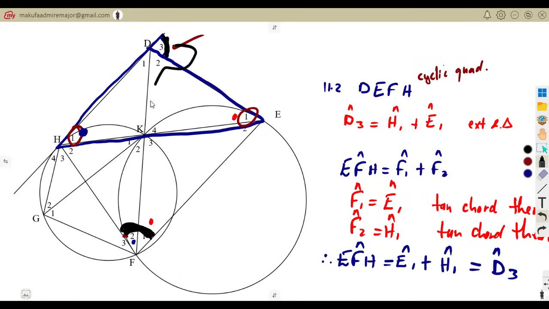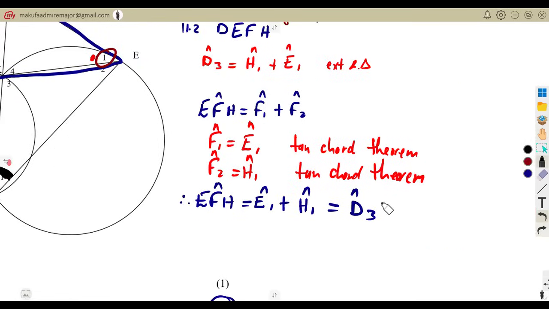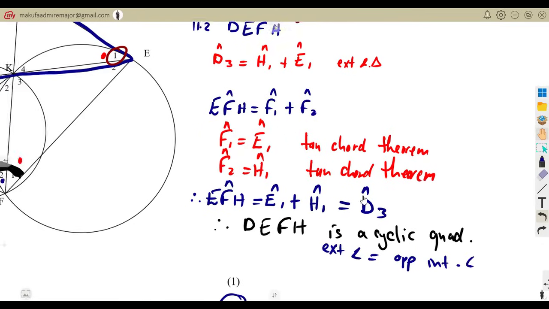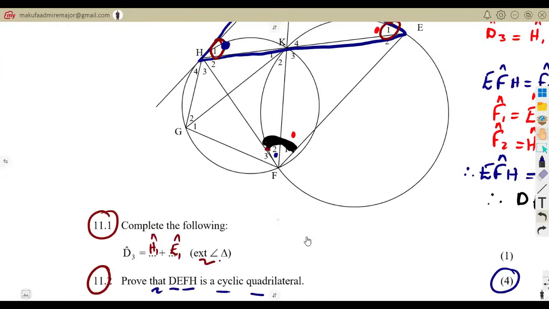Exterior angle is equal to what? Opposite interior angle. So we are talking of the exterior angle being equal to the opposite interior angle. So therefore, that's a cyclic quad that we have. So therefore, this DEFH is a cyclic quadrilateral. So the reason is going to be the exterior angle. So just going to write in short, exterior angle equal to the opposite interior angle. All right. So we have proved that that one is a cyclic quadrilateral.